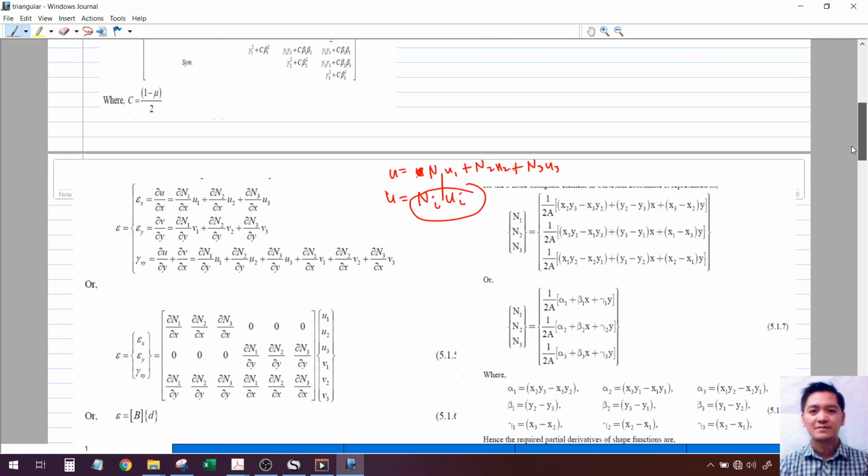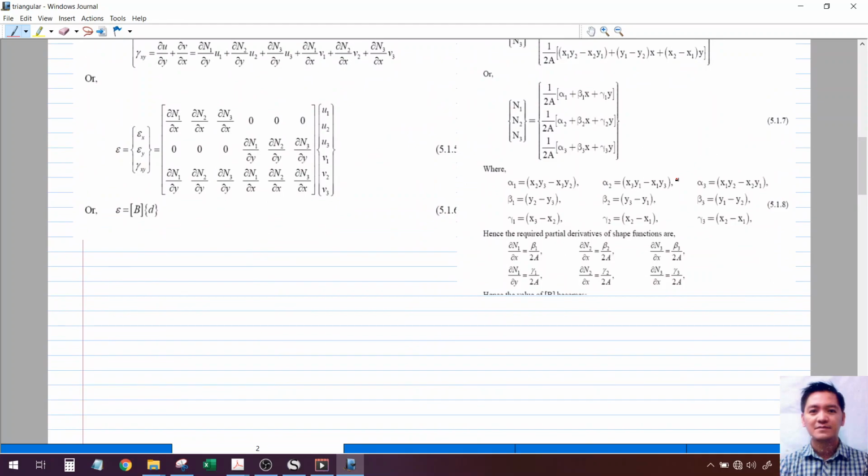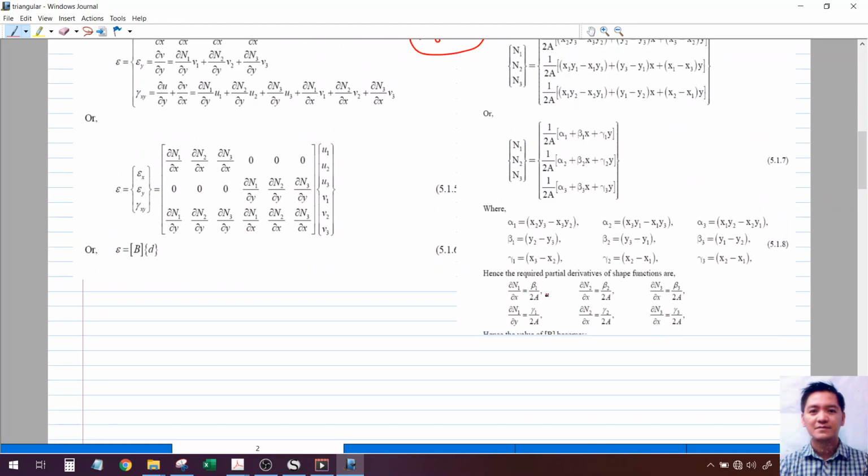Okay, so we stopped here earlier. So, okay. So, na-verify na natin itong mga to. So, we just need to plug that sa ating B matrix.